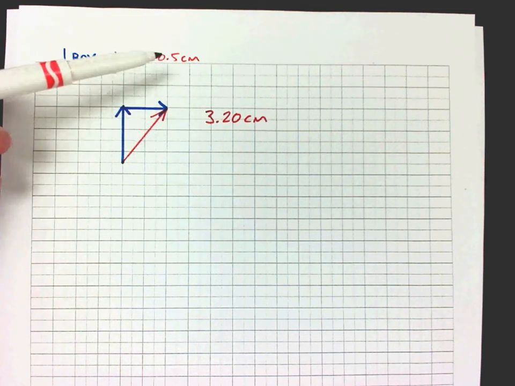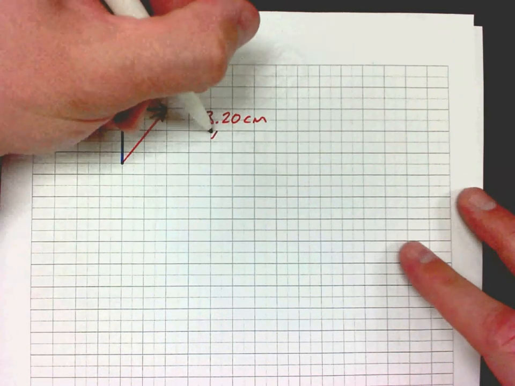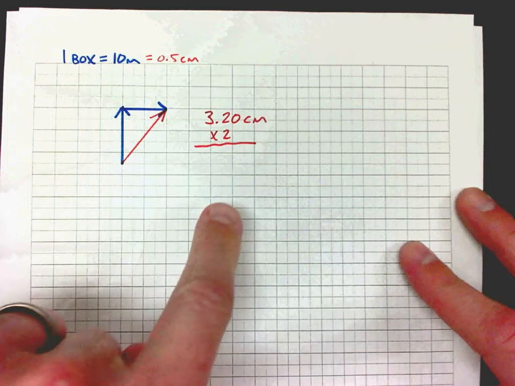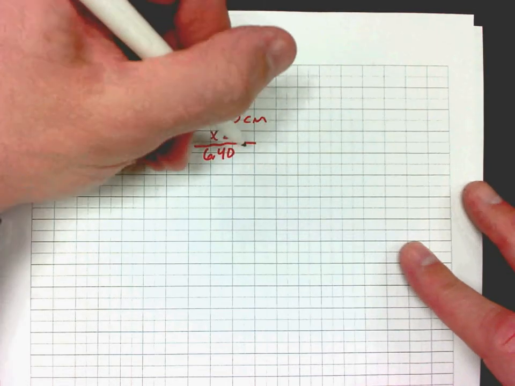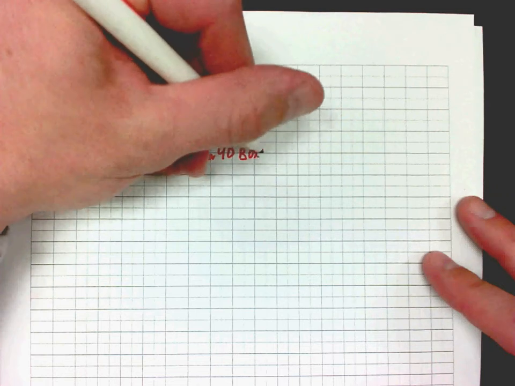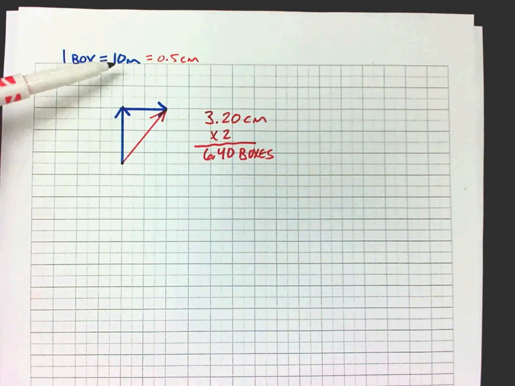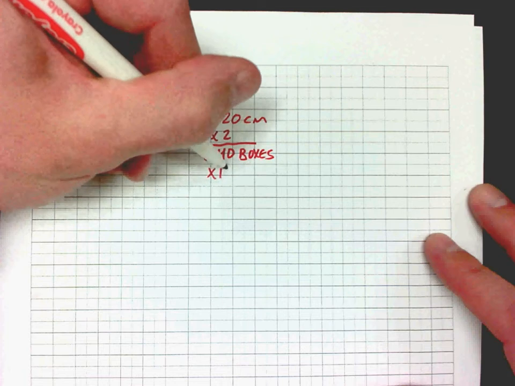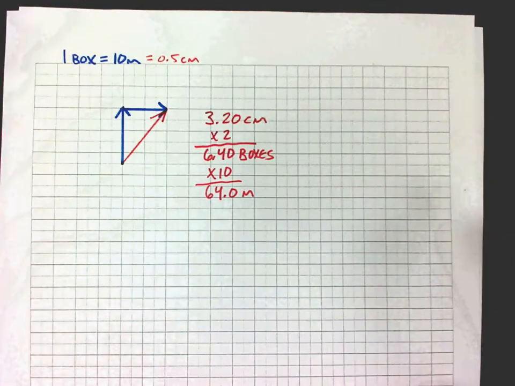Once we get 1/2 centimeters, we're in boxes, which we know is 10 meters each. And so all we have to do for that step is just multiply this by 2. That'll tell us how many 1/2 centimeters are in 3.2 centimeters. So this is going to be 6.40. And now I could call this boxes, because now we're in 1/2 centimeters, which is the equivalent of a box. And now we can say each of these boxes is 10 meters. And so the last step is just multiplying by 10. We're going to get 64.0 meters as our overall displacement here.